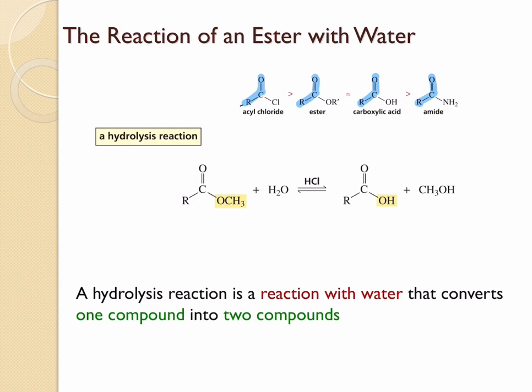Now, the first reaction that we are going to talk about is the hydrolysis reaction. When you say lysis, one compound is going to get converted into two or more compounds. An ester, when it is reacted with water, is going to give us carboxylic acid and alcohol. Normally, this reaction is very slow, and therefore you need to have a catalyst for this reaction. So this reaction is called hydrolysis.